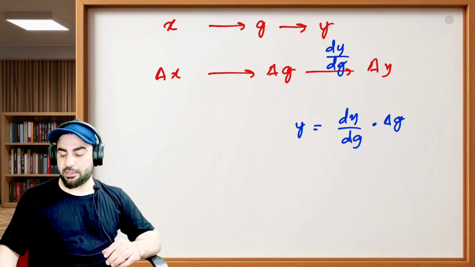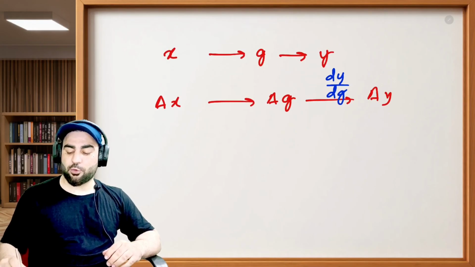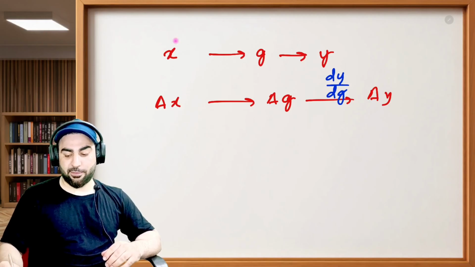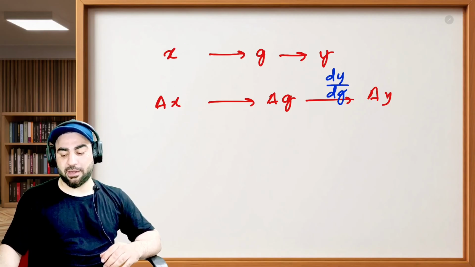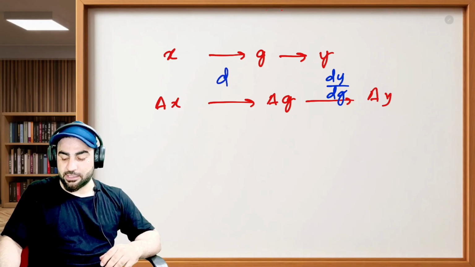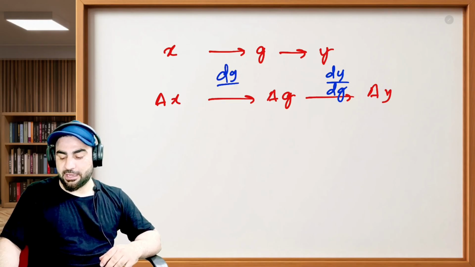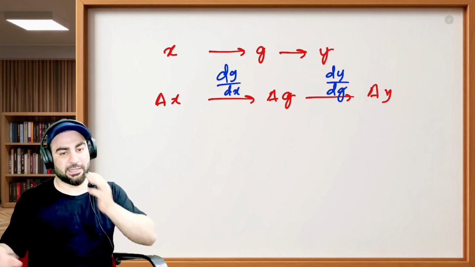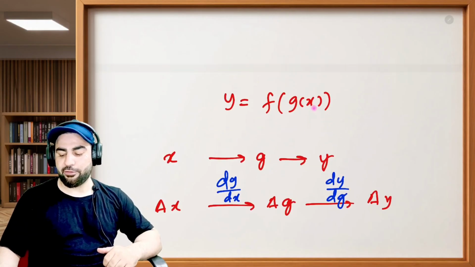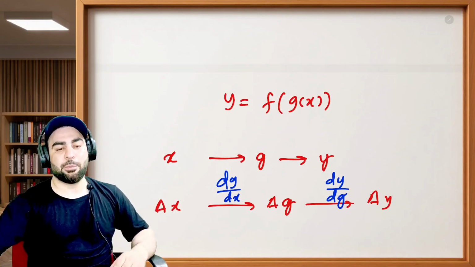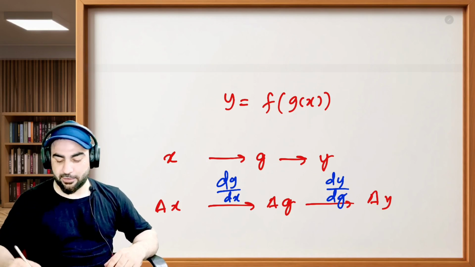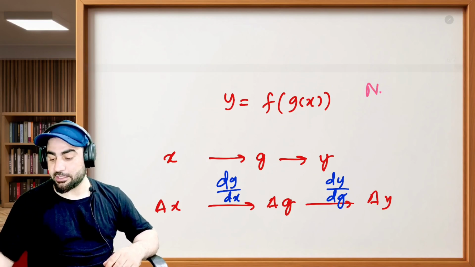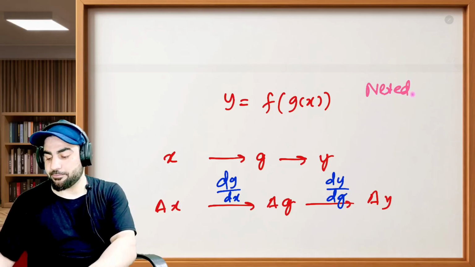Similarly, how are these two quantities related? If I make some change in x, how will g be impacted? They are related by dg by dx. In this case we can write partial derivatives if it's a multivariate function. Here I'm just taking a univariate function, but this is a composition of functions. These functions are nested functions, or we can say composite functions.